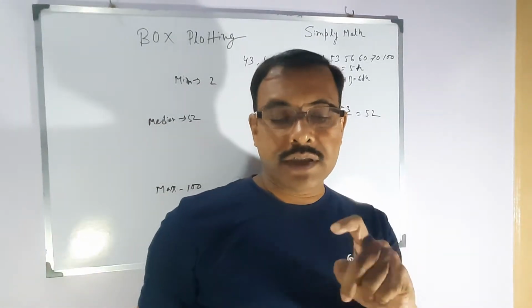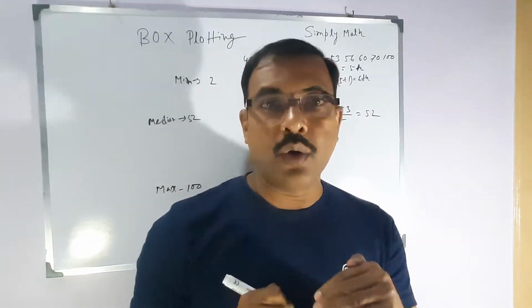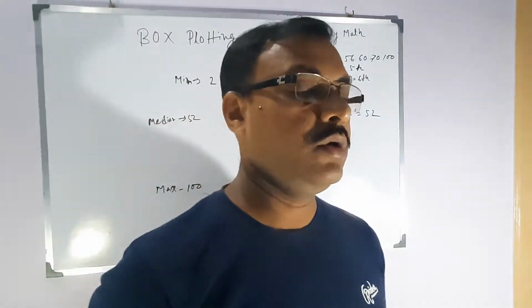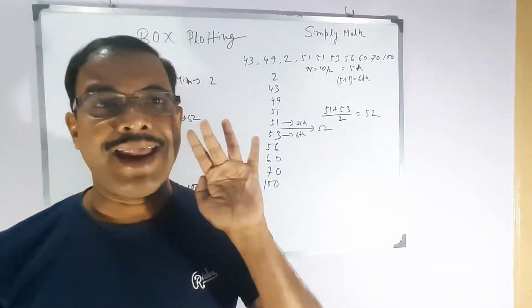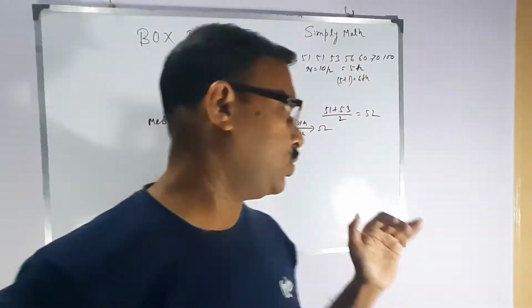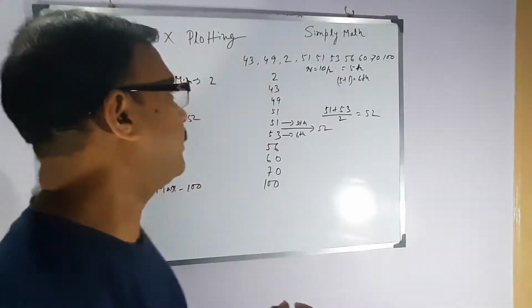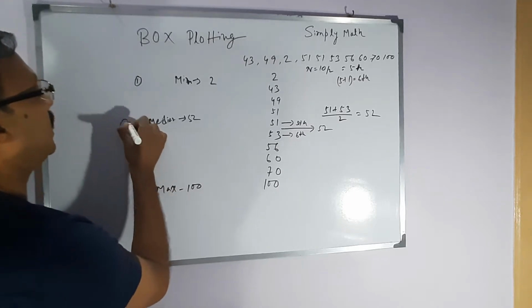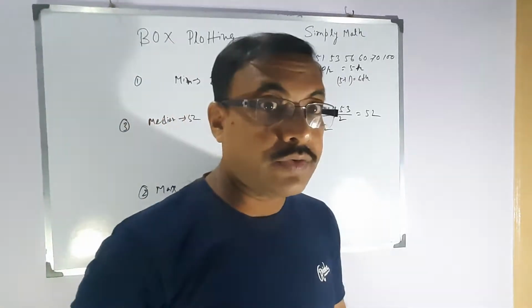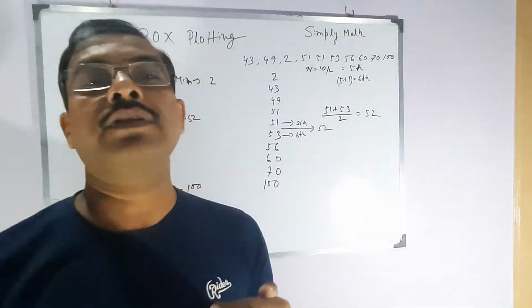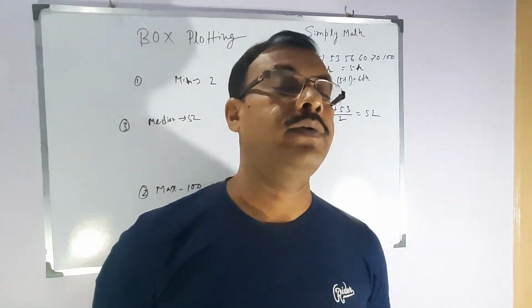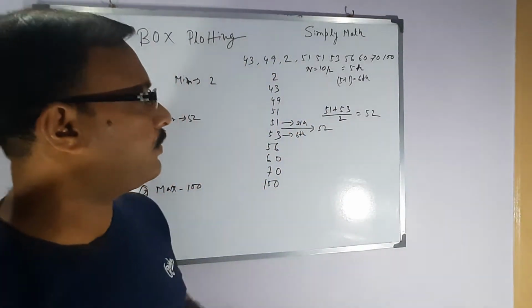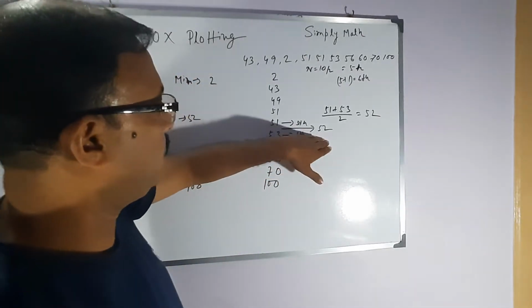I have already mentioned that to find the outlier, I need 5 data points. One is the minimum, another is the maximum, another is the median. So 3 data points I already have: 1, 2, 3. Now we need to find the fourth data point, that is the Q1 percentile. So what will be the Q1 percentile? Q1 will be based on the median. The median is 52.